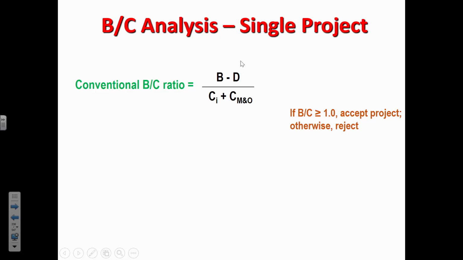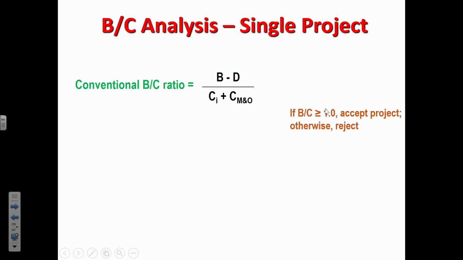So here's the formula. Benefits minus disbenefits go in the numerator. And in the denominator, we put all of the costs. They call it benefit cost analysis, B to C, because up top are the benefits, down below are the costs. And our criteria is if it's greater than or equal to 1, then that means to accept the project. Now think about what that means.